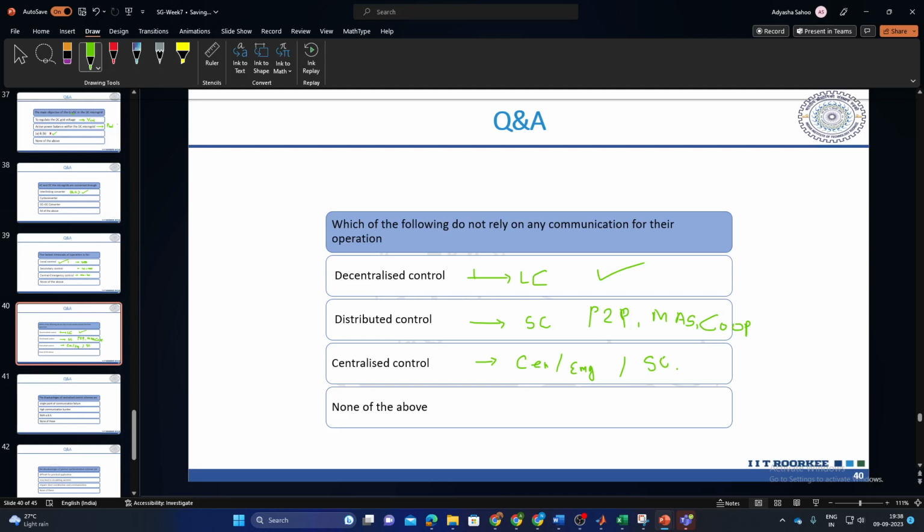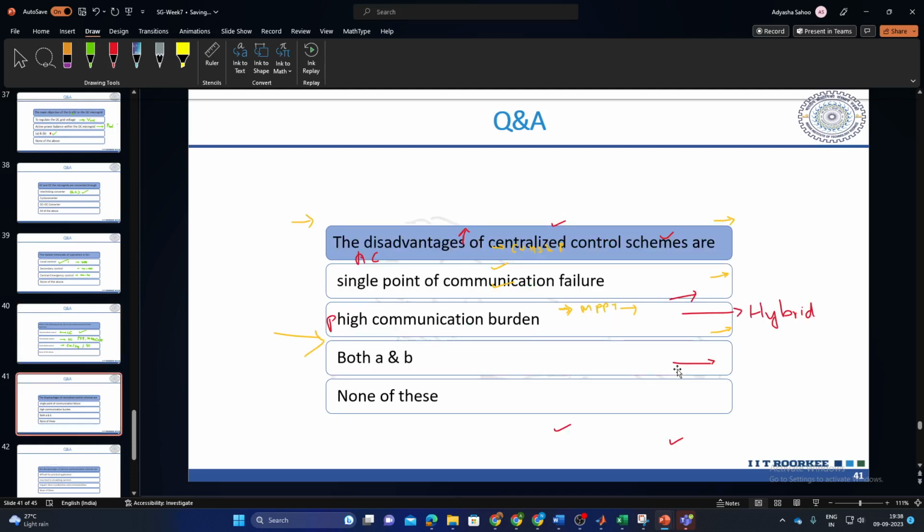Secondary, we had seen there were P2P, or there were multi-agent systems, cooperative system, and centralized also. So the centralized control can be also for secondary control also.